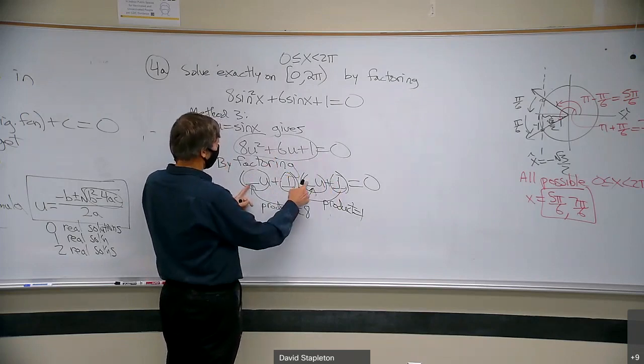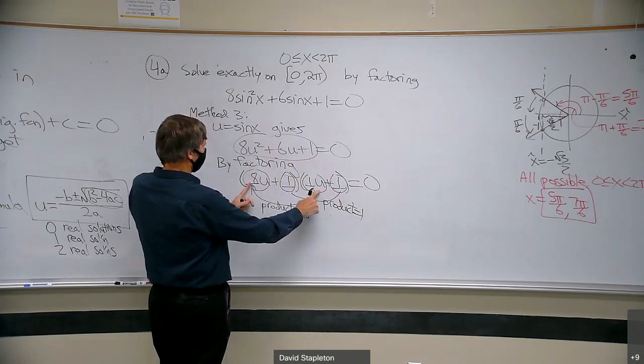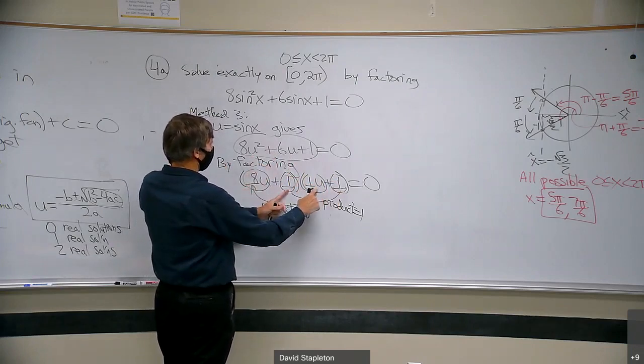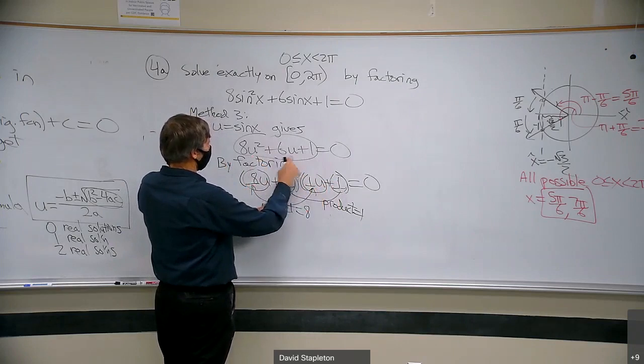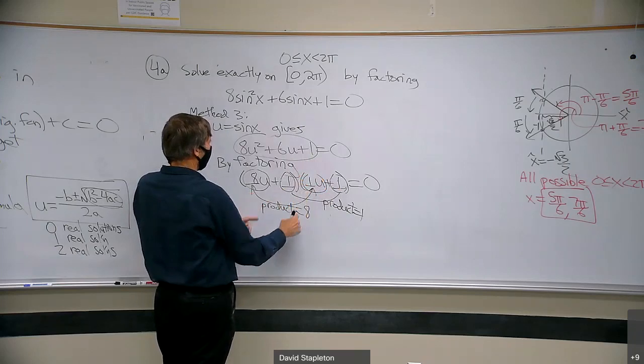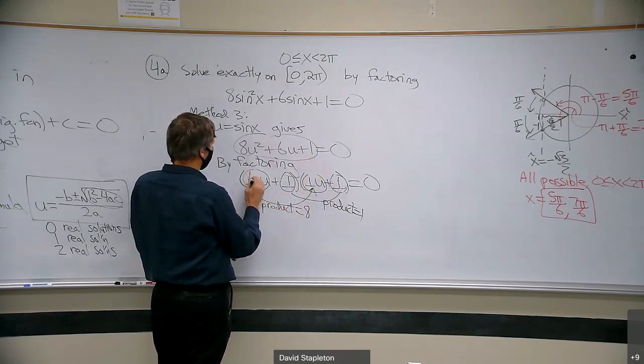So now what goes in these blanks? Two numbers that multiply to 8. So I can try 8 and 1. Just try it, see if it works. This times this is 8u squared, check. This times this is 8u. This times this is another u, 9u. Uh-oh, that's not 6u. So that won't work. And then I get a +1, that would work. So this times this is 1. So let's try instead 4 and 2.